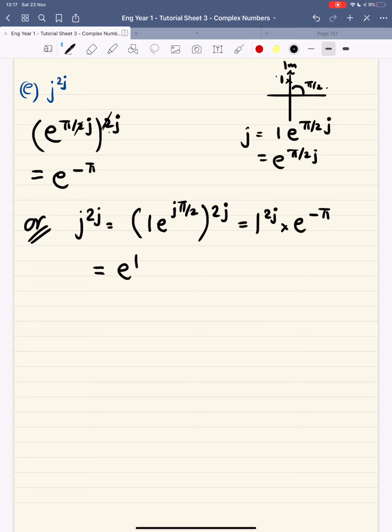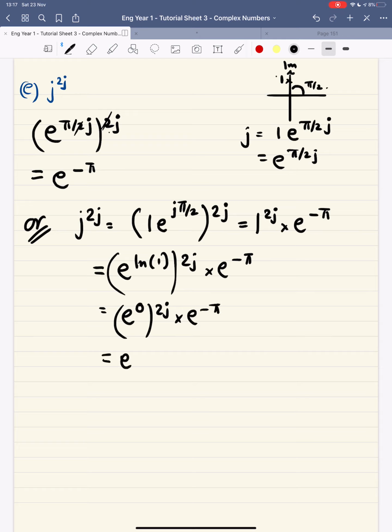1 is e^(ln 1), to the power 2j, times e^(-π). So this is e to the ln 1, and ln of 1 is 0. So it's e^0 to the power 2j times e^(-π), so it's e^0 times e^(-π). And I've come up with the same answer.